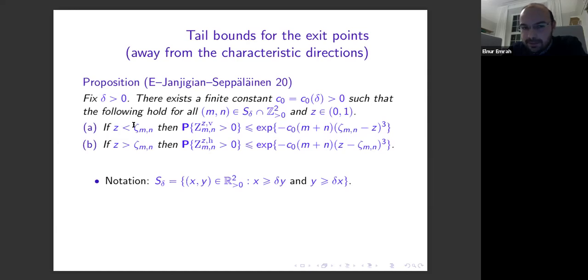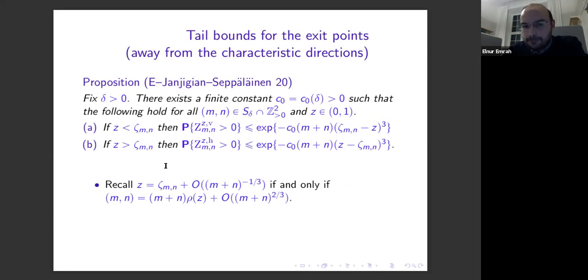So if Z is smaller than the critical parameter, as I mentioned earlier, the geodesic prefers going right. So the vertical exit point here should be 0 in most cases. So we are bounding the probability of an unlikely event. And this probability, again, goes down like m plus n times the difference of the critical parameter and Z, cubed. So there's also a cubic decay here. And similarly for the horizontal exit point when Z is above the critical parameter.